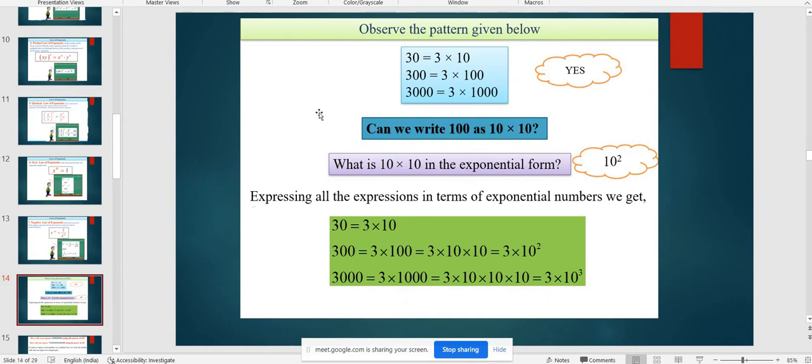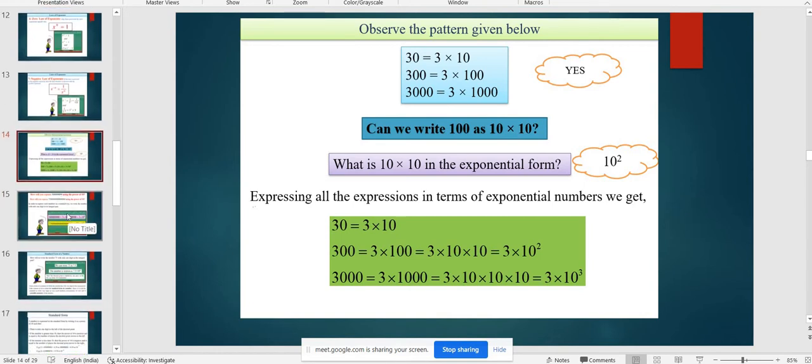So now observe the pattern. 30 can be written as 3 into 10. 300 can be written as 3 into 100, 3000 as 3 into 1000. It means we can write 100 like that, 10 into 10. What is 10 into 10 in the exponential form? That is 10 to the power 2. So 30 is 3 into 10, 300 is 3 into 100, that is 3 into 10 to the power 2, and 3000 can be written as 3 into 10 to the power 3.